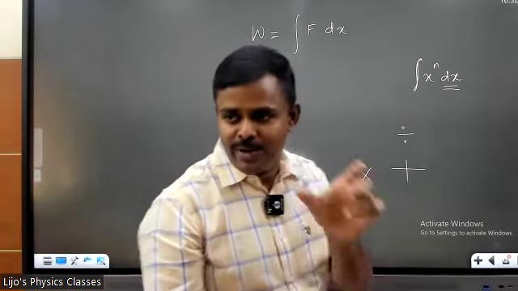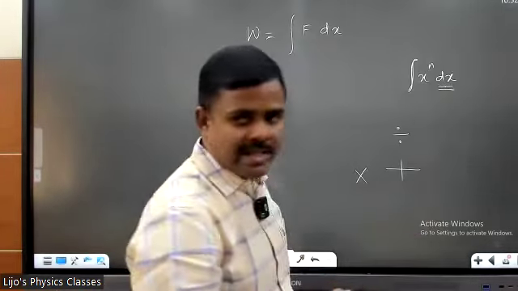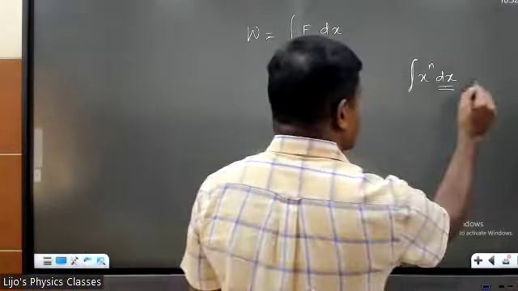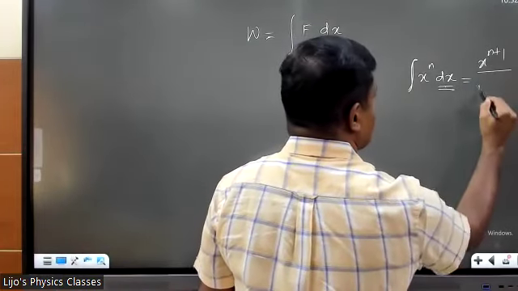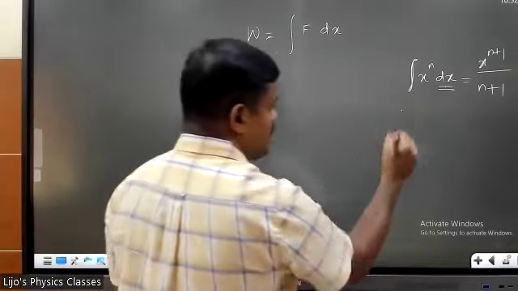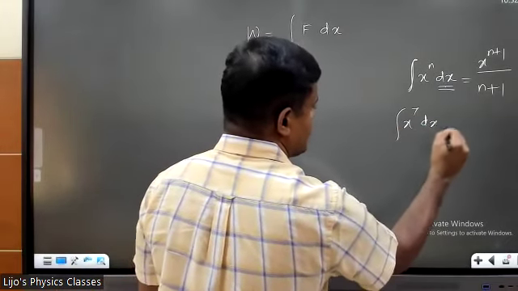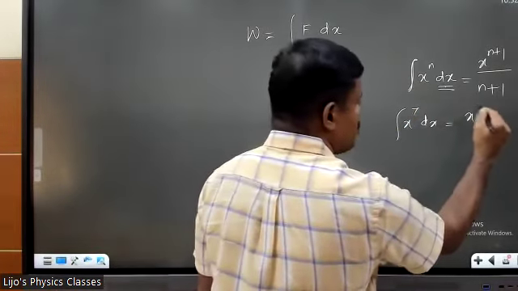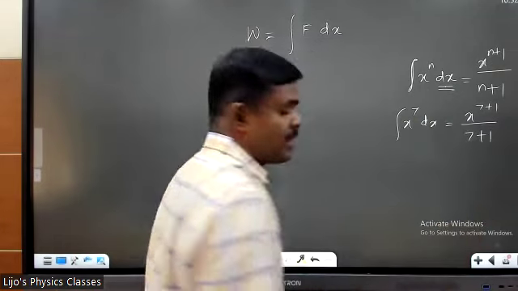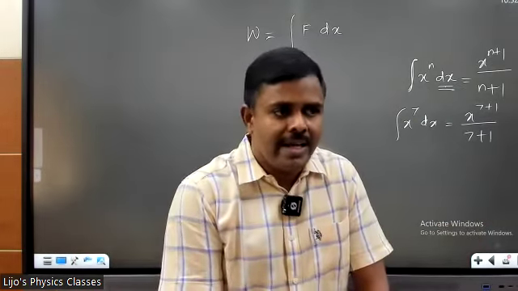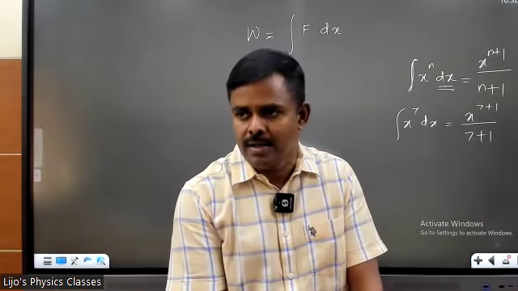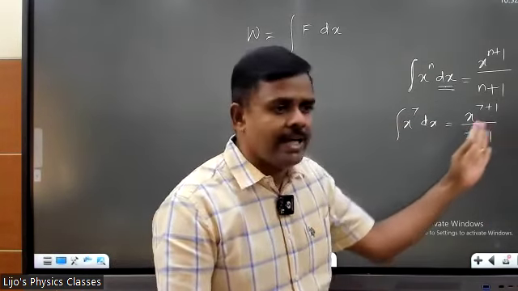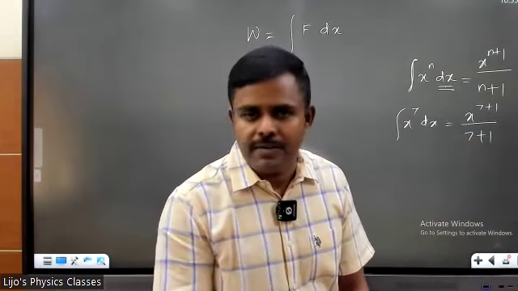In fact, what we are doing is integrating x raised to n. There is an equation for it. Integration of x raised to n dx is x to the power n plus 1 by n plus 1. So if it is integral x to the power 7 dx, tell me, Dhatri, in place of n it is 7, right? Tell me, Trisha. x raised to 7 plus 1 by 7 plus 1. Integral of x raised to 11 dx is x raised to 11 plus 1 by 11 plus 1. Integral of x raised to 21 is x raised to 21 plus 1 by 21 plus 1. Got it. That is how you find the work done.